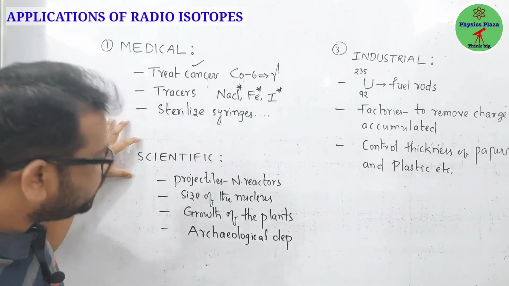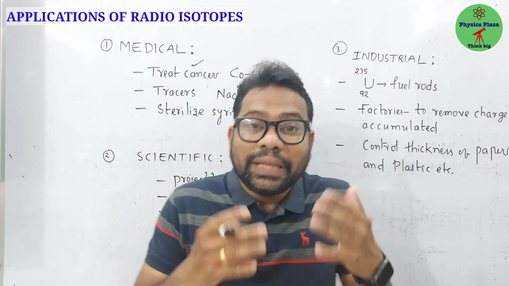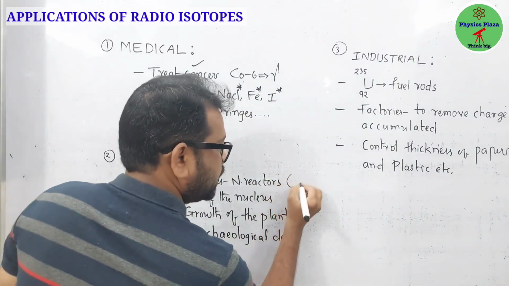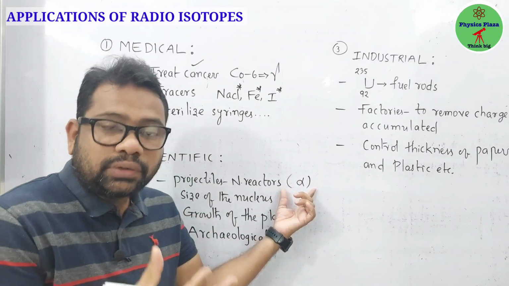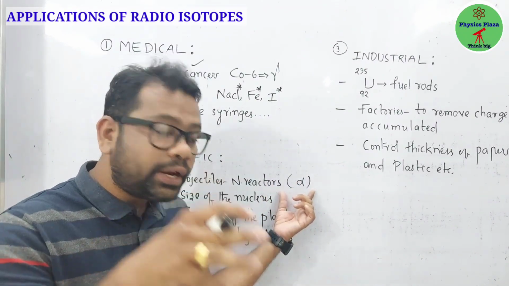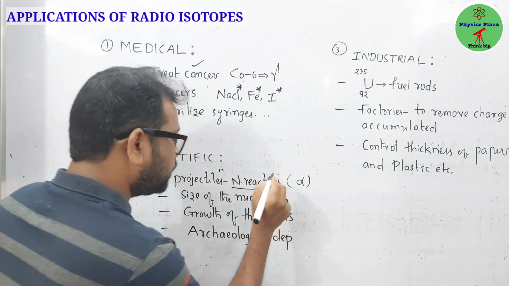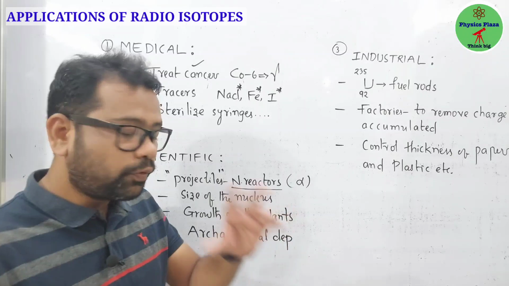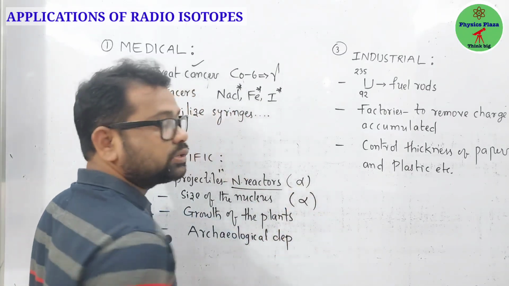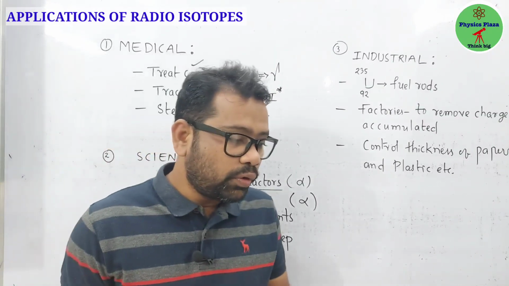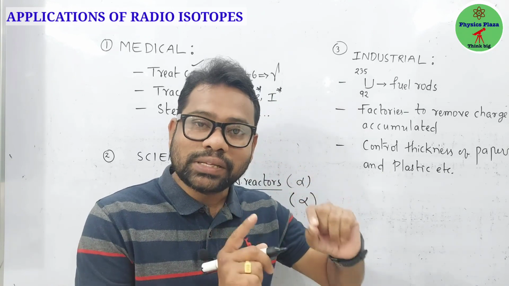Come to the scientific applications, children. We know that radioisotopes also emit alpha particles. The alpha particles emitted from the radioactive isotopes are used as projectiles in nuclear reactors. Done? Fine. And the same alpha particles emitted from radioisotopes are used to estimate the size of the nucleus.